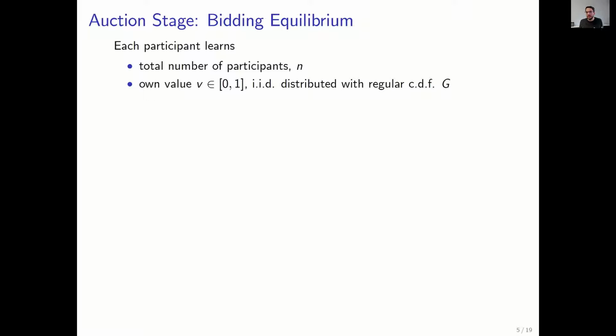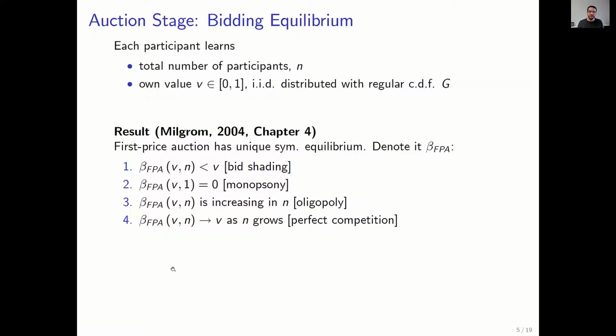Auction stage. In the auction stage, each participant learns the total number of participants, little n, and their own value. You can think about the bidders having to decide whether or not to travel to an auction site. When they arrive at the auction site, they see in this variation how many other bidders there are, and they also observe what the value of the object is to themselves. Then, knowing n and little v, they will submit a bid. So this is basically just a symmetric first price auction, and the symmetric first price auction has a unique symmetric equilibrium that you find in Milgrom or Krishna's textbooks.